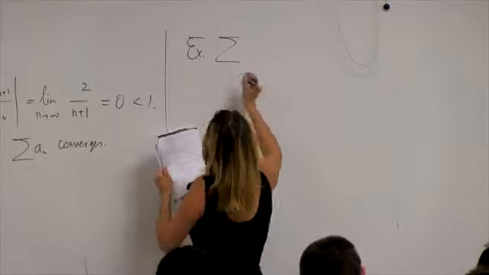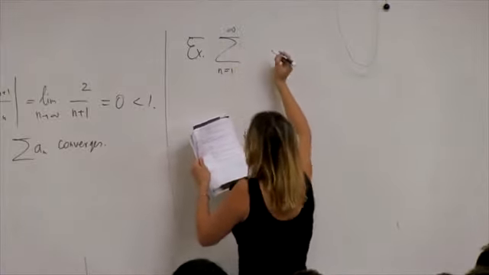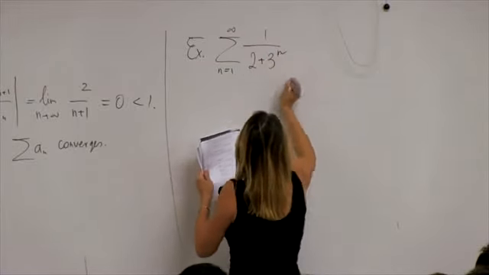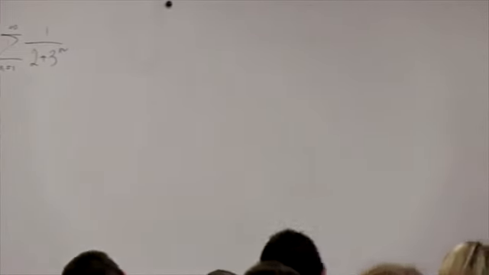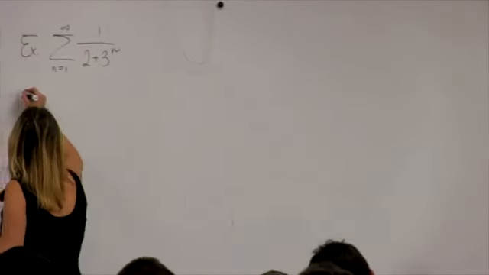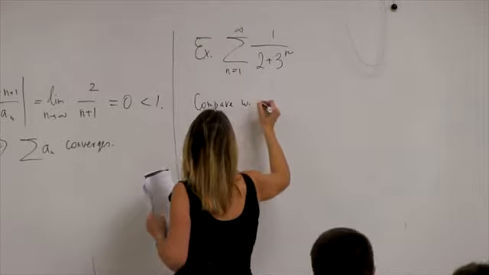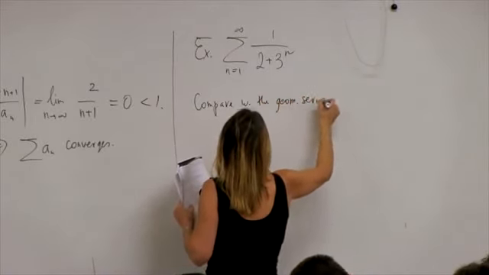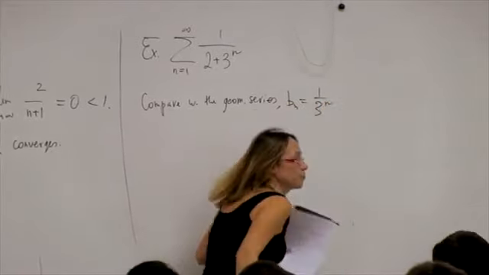The next example involves something that resembles a geometric series. You can see that if I get rid of the number 2, this is the geometric series. So compare with the geometric series Bn equals 1 over 3 to the n.